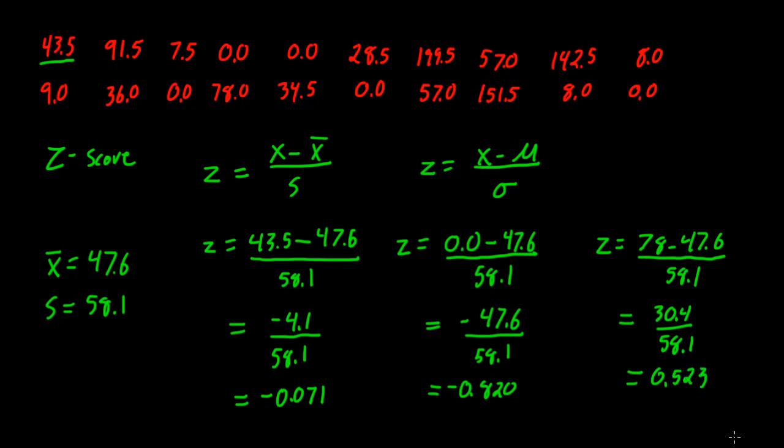So that's how we calculate the Z-score, which is our second measure of relative standing for any particular data point, which is basically telling us the number of standard deviations away from the mean that that particular data point resides.